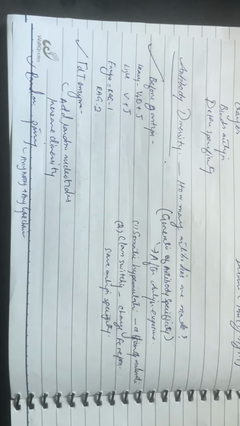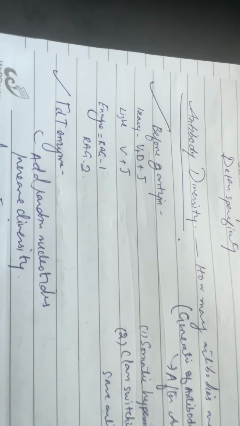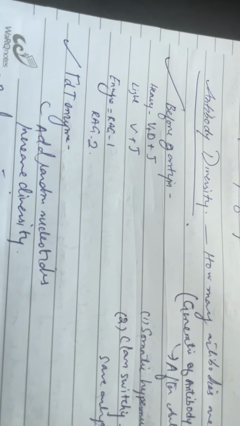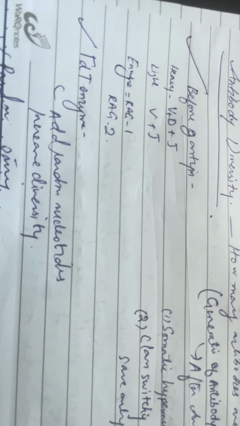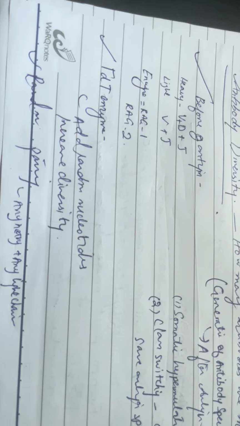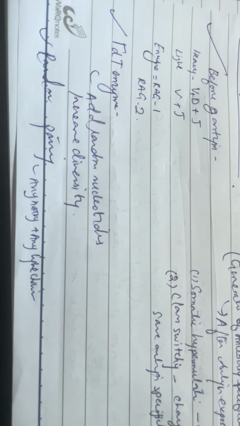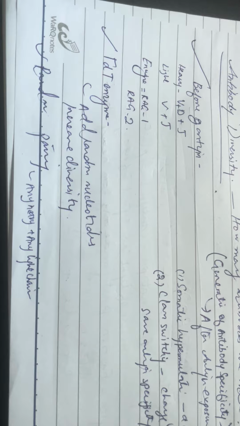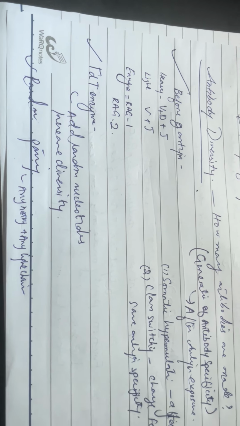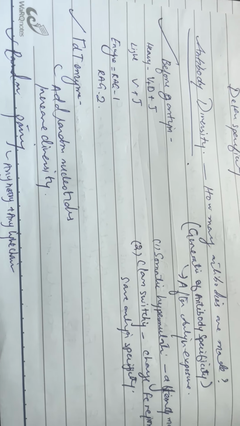So if we talk about antibody diversity, how many antibodies are made? Before antigen exposure, the diversity is created by the variable region, VDJ, heavy, light, and there are also enzymes involved, the RAG enzymes and the TdT enzyme that adds random nucleotides that increases the diversity. And then there is random pairing, the pairing of any heavy and any light chain. So these are all how the diversity is created in the antibodies.